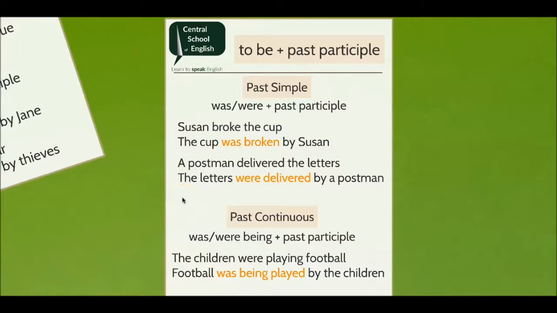To change a past continuous active voice sentence into a passive voice sentence, we must use the past simple of the verb to be plus being plus the past participle of a main verb. For example, the past continuous active voice sentence, the children were playing football, becomes football was being played by the children in the passive voice.